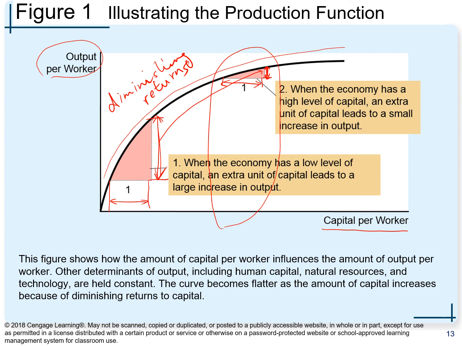So there is a certain level to which we can increase capital stock per worker. It's not an unlimited effect, with diminishing returns to capital.